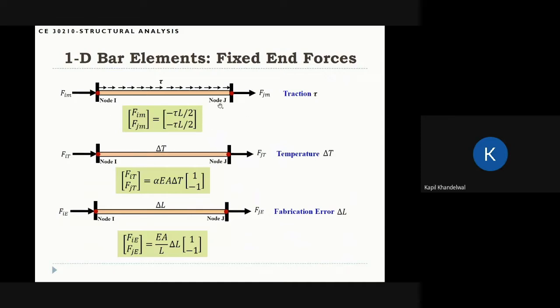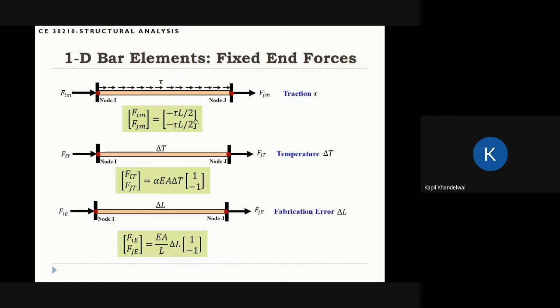And these were the numbers that we derived. In this case, when there was a temperature change, we said that delta T is positive if the temperature is increasing above the ambient, and delta T is negative if temperature is dropping below the ambient. And the ambient temperature is the temperature at which the structure was actually fabricated. And for the fabrication error, the sign convention we used was delta L is positive if the member was created too long, and delta L was negative if the member was created too short.